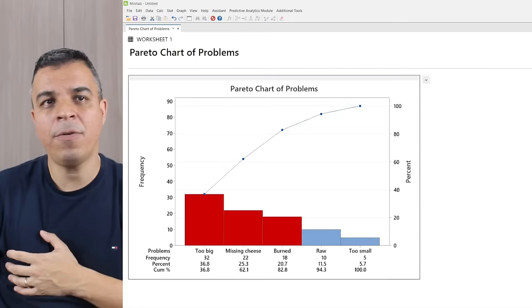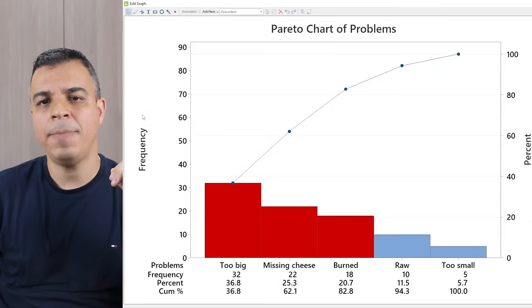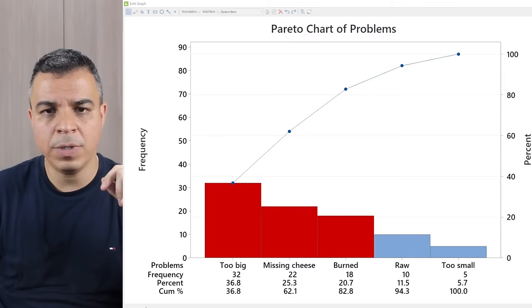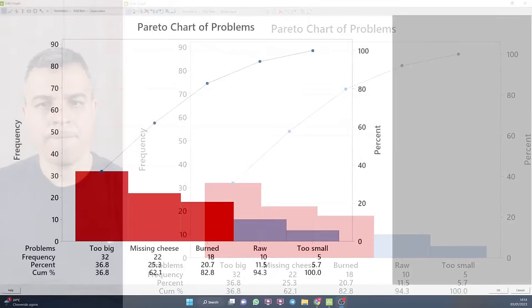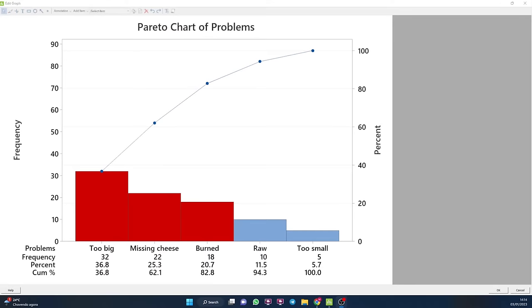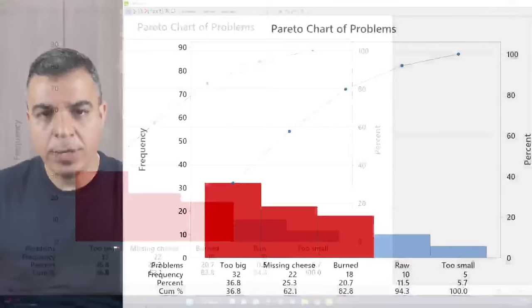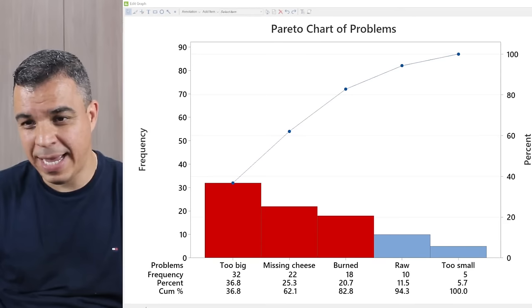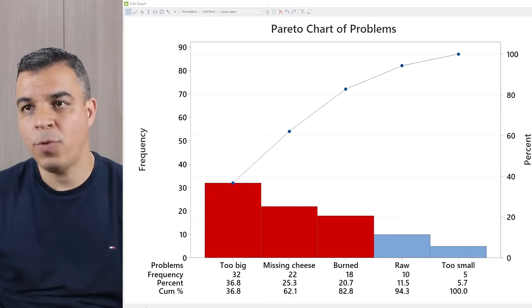Type here in our chat window if it makes sense for you so far. That's the importance of running a Pareto, so you minimize the chances of spending energy and money on things that are not very relevant.